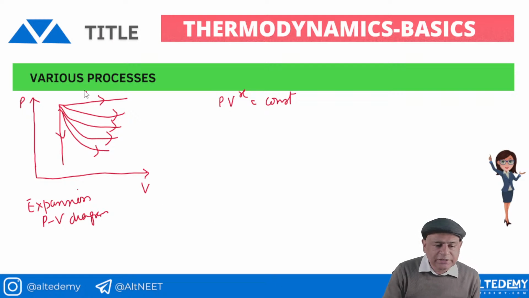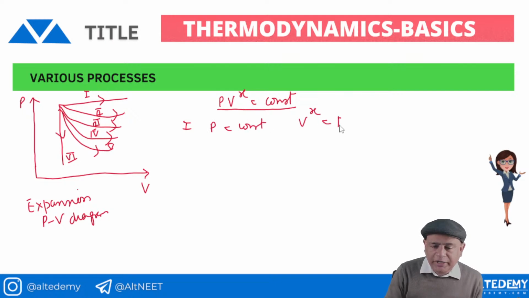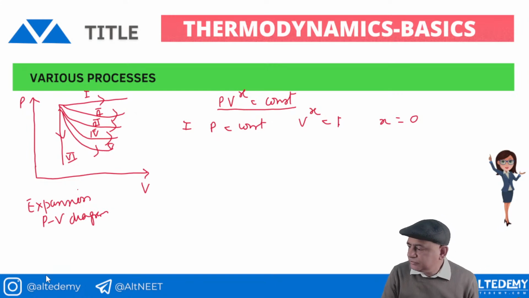If we name this process as first, this process as second, third, fourth, fifth, and sixth, look at all those processes. What are we doing? Let us talk about process number 1. What we are noticing is that pressure is constant. So if this formula has to be converted into pressure equals constant, then V to the power x should be equal to 1. Then the value of x should be 0. Then only we can have P equals constant. Do you agree with me?